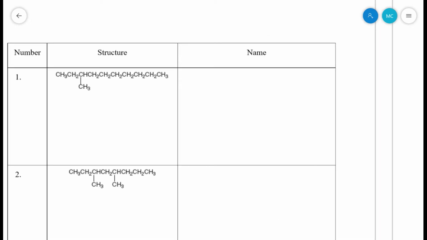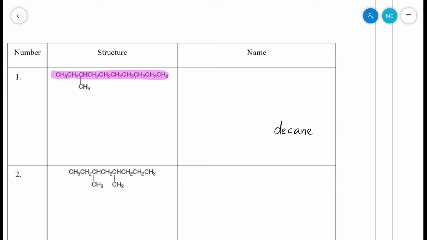Rule number 1 is to identify the longest continuous carbon chain, or we call it the parent chain. So in this case, it is highlighted here. There are actually 1, 2, 3, 4, 5, 6, 7, 8, 9, 10 carbons. So this has the prefix of DEC, and then the ending of A-N-E. DEC comes from the fact that there are 10 carbon atoms. A-N-E is basically the ending for alkane molecules, because in this structure there are only carbon-carbon single bonds.